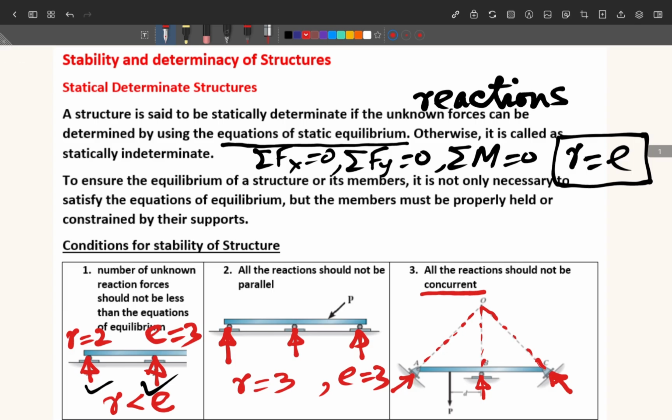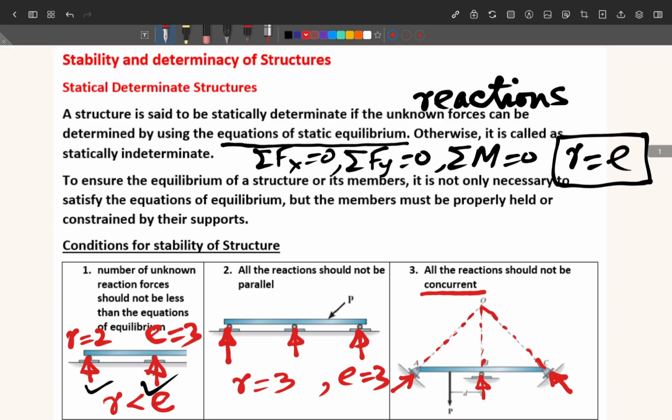So these are the three conditions which should not exist in our structure to make it a stable structure. That means the number of reactions should not be less than the number of equations of equilibrium.